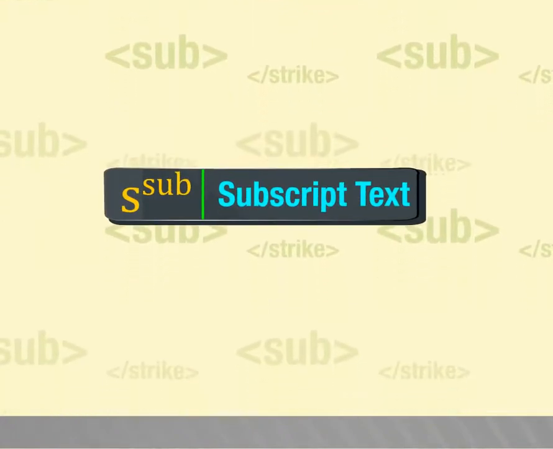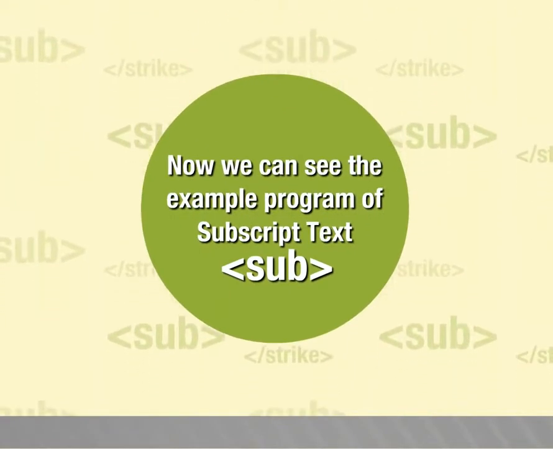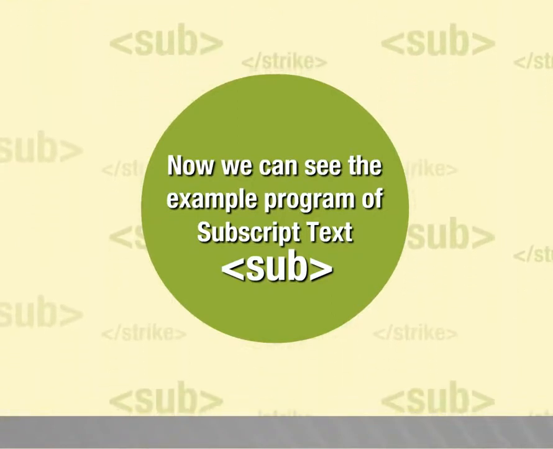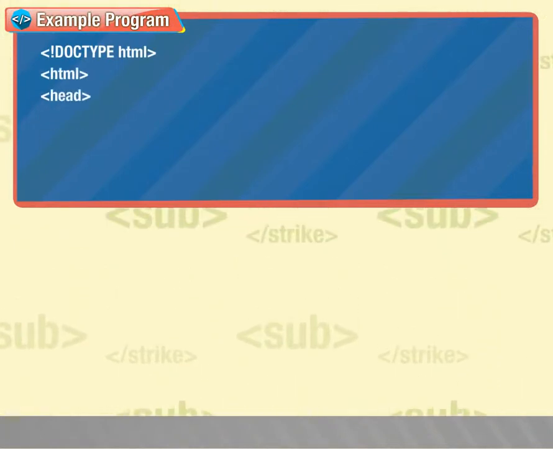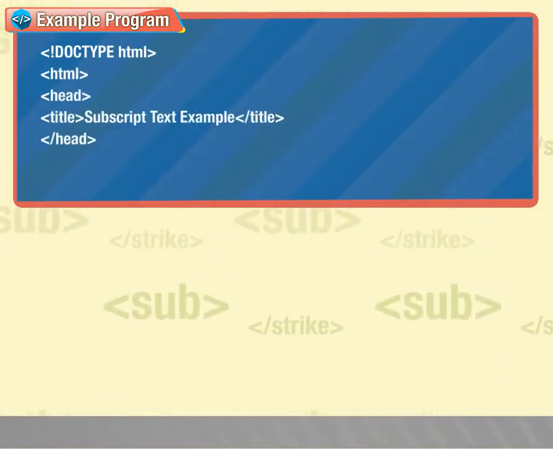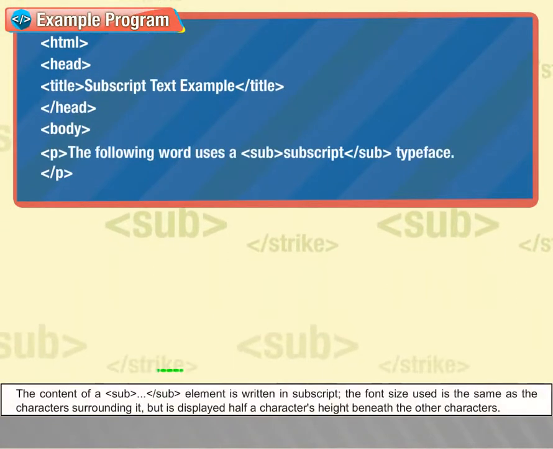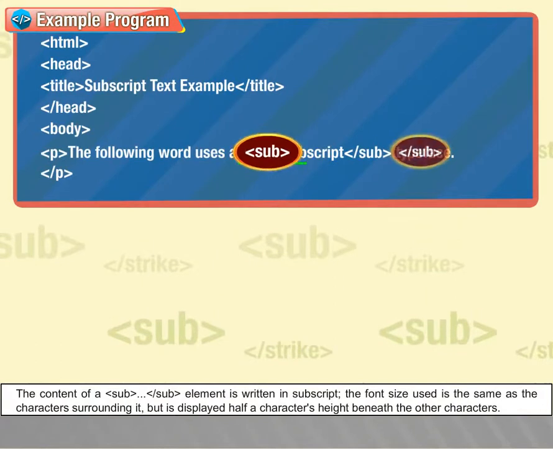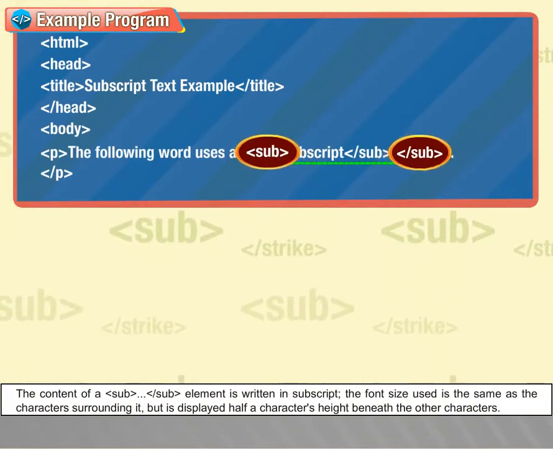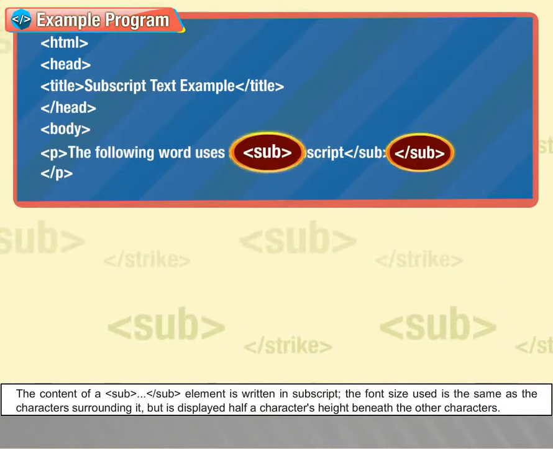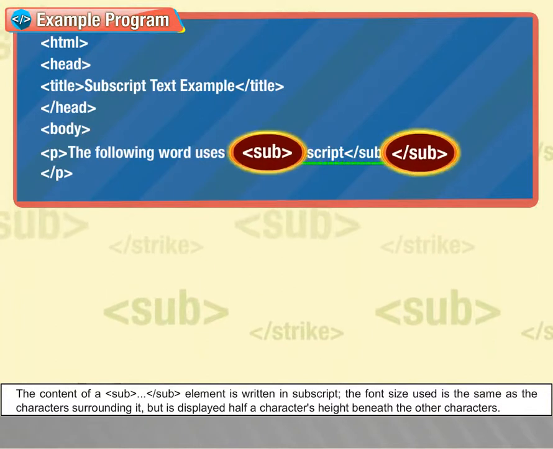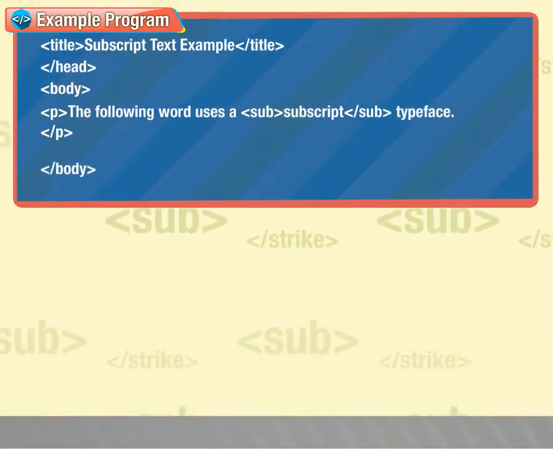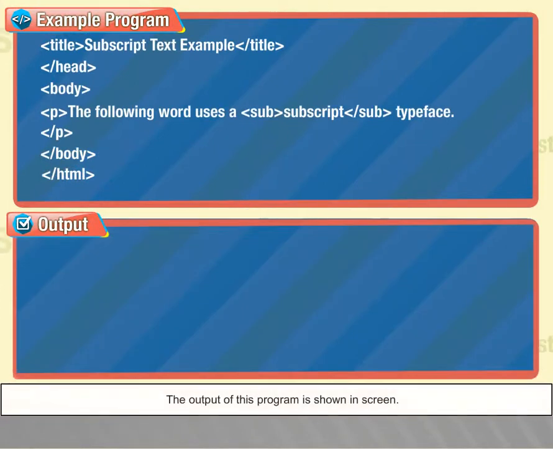Subscript text. Now we can see the example program of subscript text. The content of a SUB element is written in subscript. The font size used is the same as the characters surrounding it, but is displayed half a character's height beneath the other characters. The output of this program is shown in screen.